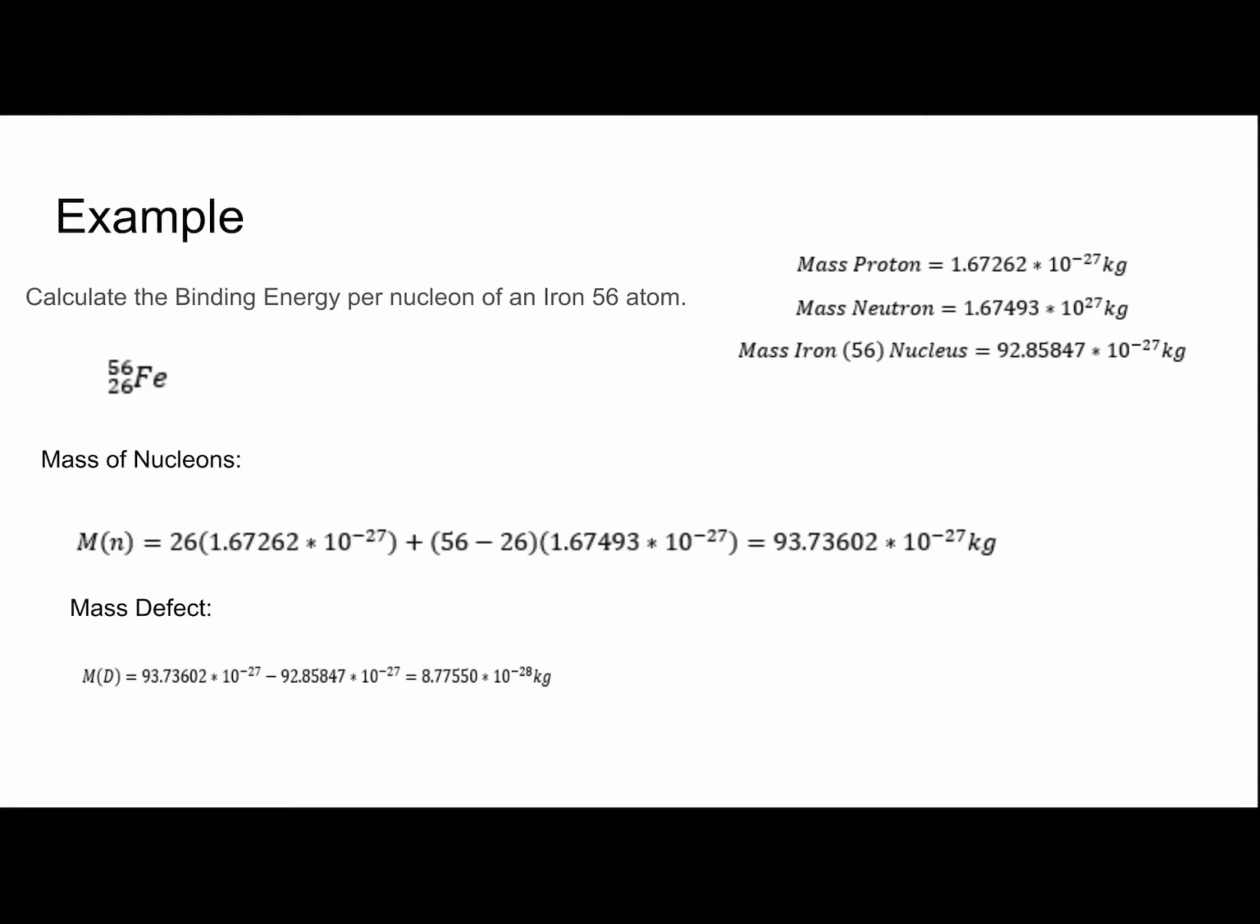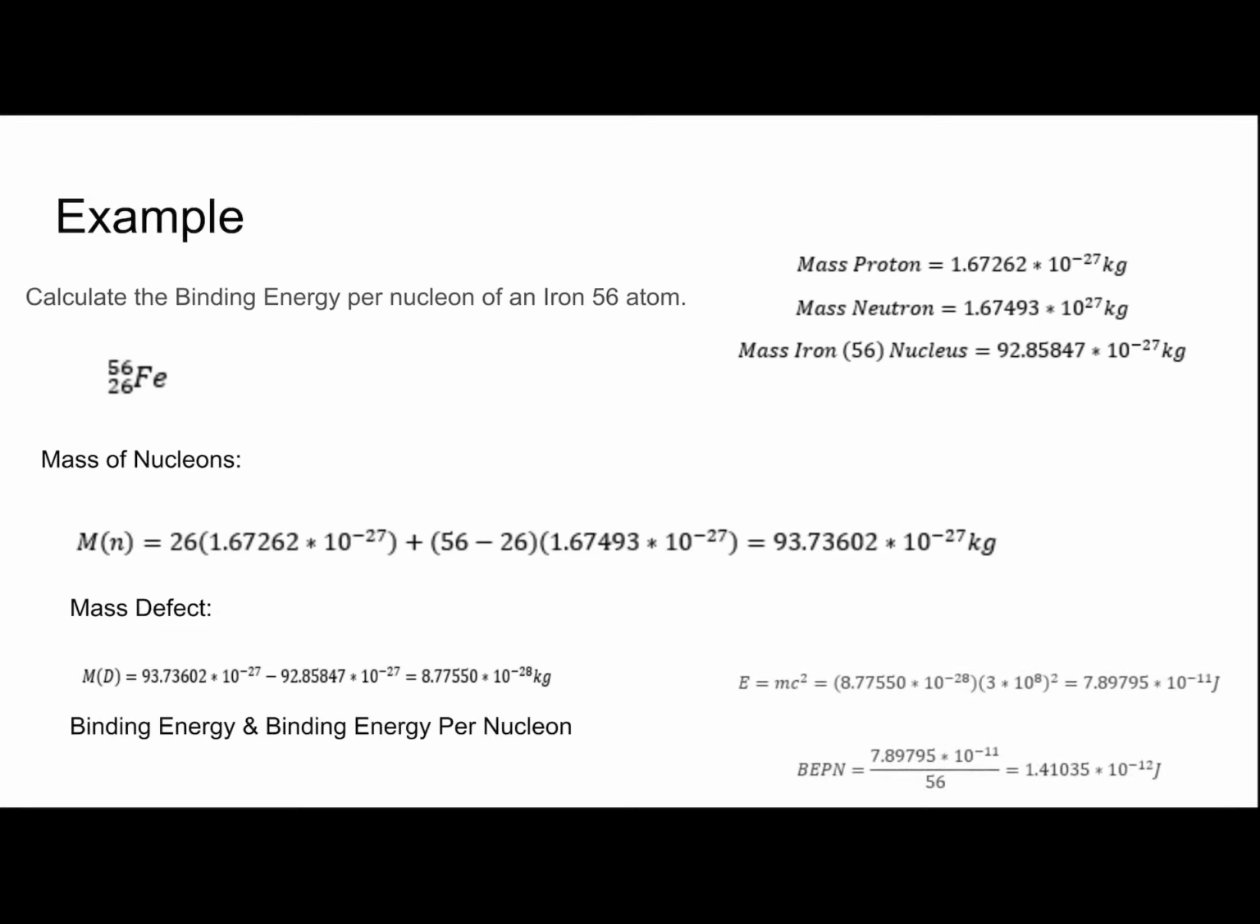So now we're going to find the total binding energy for the iron 56 atom. To find the total binding energy, we need to use Einstein's formula. That's E equals mc squared. So we're going to say our binding energy is E equals mc squared. That's going to give us the answer of 7.89795 times 10 to the power of negative 11 joules. That's the total amount of binding energy for the iron 56 atom.